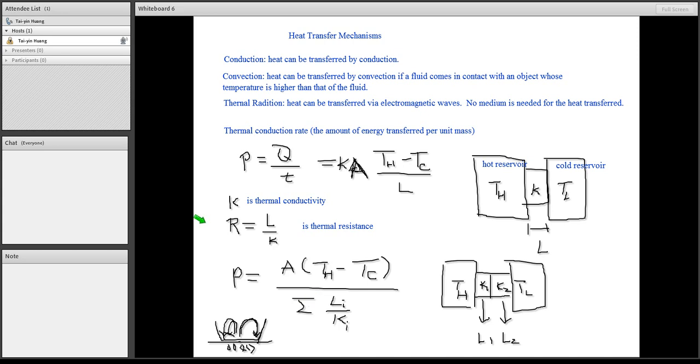So we also define a quantity which we call thermal resistance. We use R. This is not electrical resistance, this is thermal resistance, and that's equal to the thickness L divided by the thermal conductivity K. Different objects will have different thermal conductivity, so let's say in this case you have K1 and K2, and they may have different thicknesses L1 and L2, and then you can calculate what the thermal conduction rate would be. So that's that.